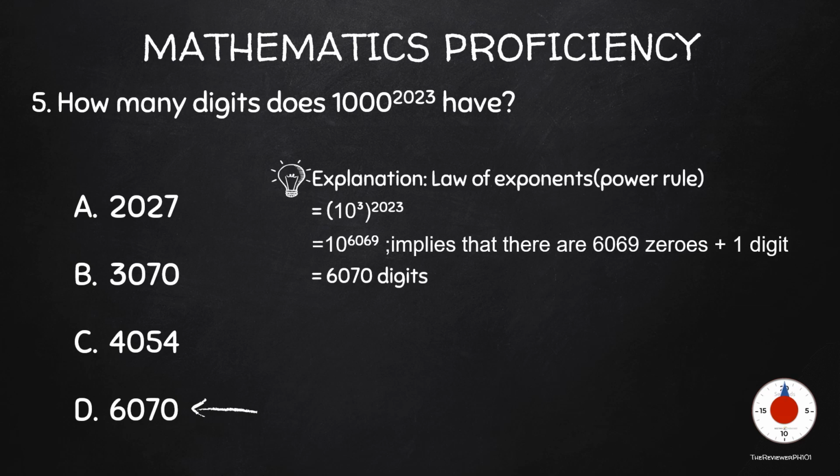Explanation, law of exponents, power rule. Equals 10 raised to 3 raised to 2023. Equals 10 raised to 6069, which implies that there are 6069 zeros plus 1 digit. Equals 6070 digits.